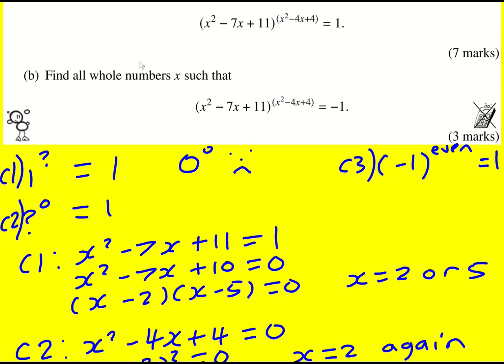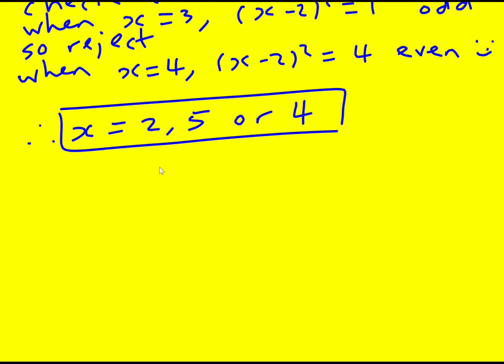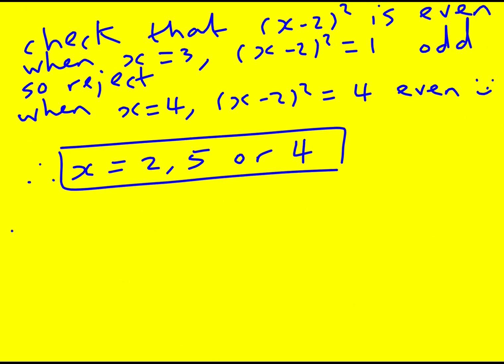Looking at this other part, B, actually we've already done most of the work for this. Find all whole numbers x such that this is true. The only way we can get minus 1 with our whole numbers is going to be if we have minus 1 to the power of an odd number. And we actually already have that from the case 3.